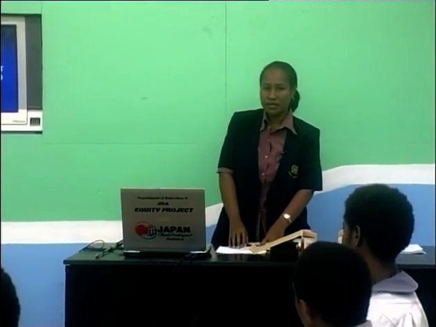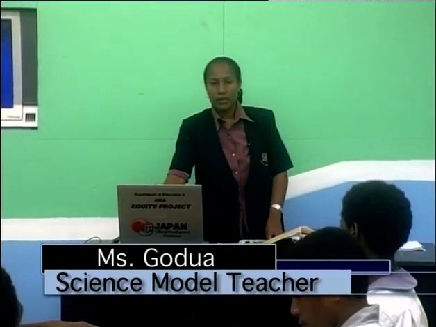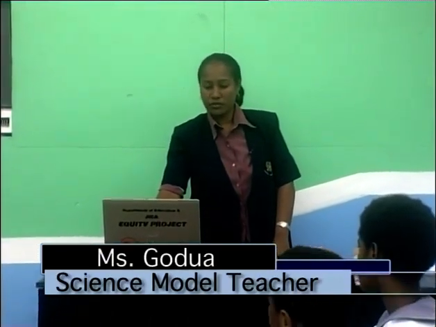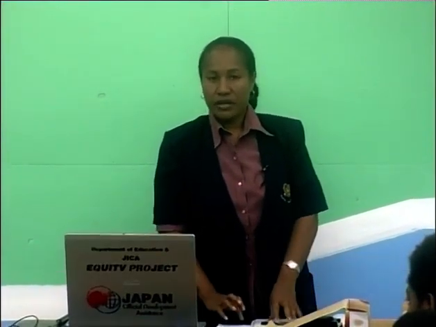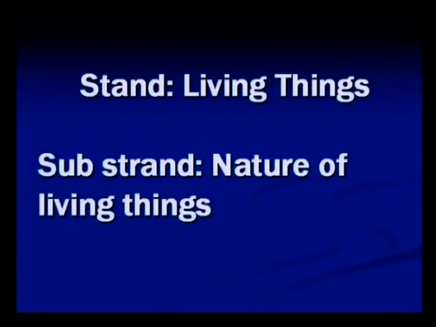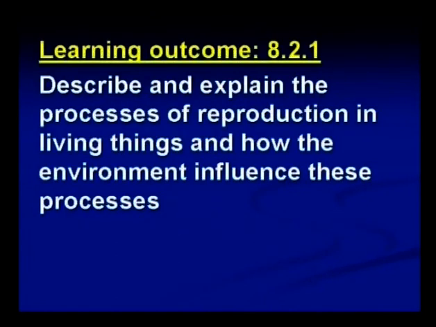Receiving teachers and students plus the model class, we will go through the strand for today's lesson, substrand, and the lesson topic. Our strand for today's lesson and the lessons to come is living things, substrand, nature of living things. The learning outcome in which we will be doing activities is 8.2.1. Describe and explain the processes of reproduction in living things and how the environment influences these processes.